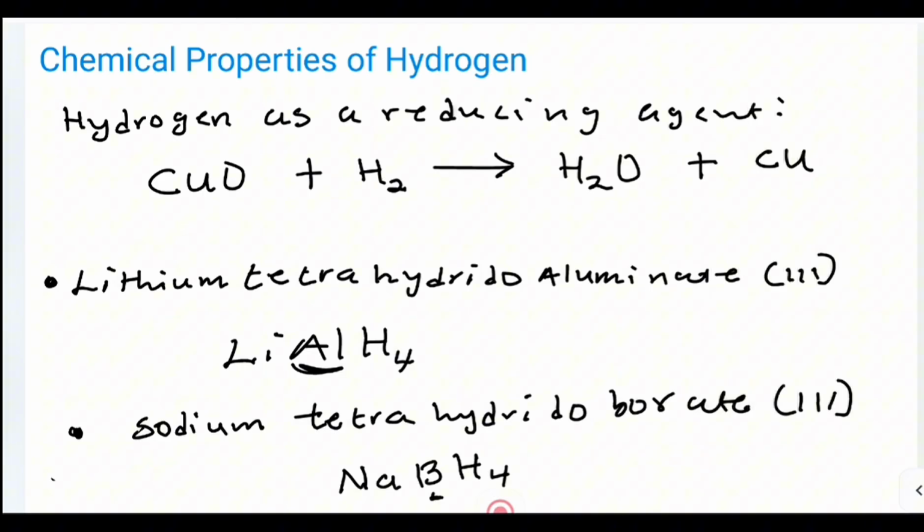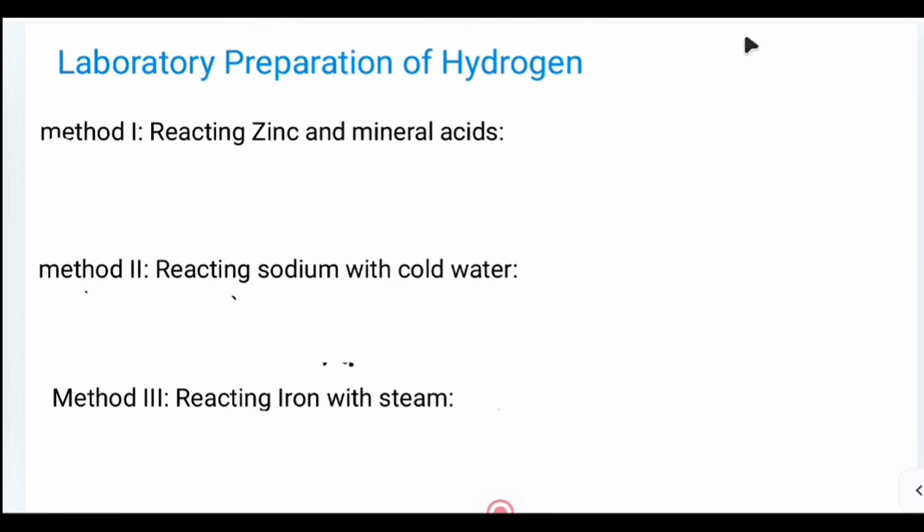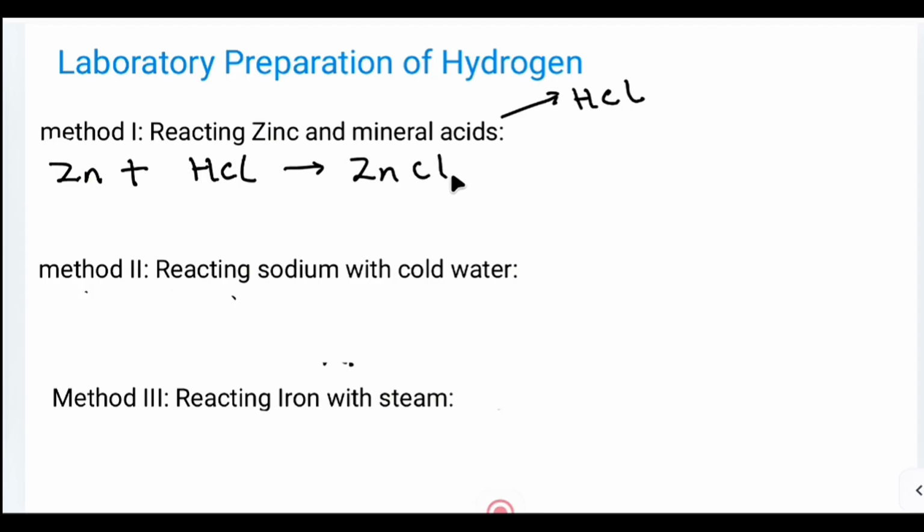Now, how do we prepare hydrogen in the lab? There are 3 common ways of preparing hydrogen in the lab. The first method is to react zinc and mineral acid. And the acid we normally use is the hydrochloric acid. So when I take zinc and I bring hydrochloric acid, I'm going to end up with zinc chloride and hydrogen, and this is what I want.